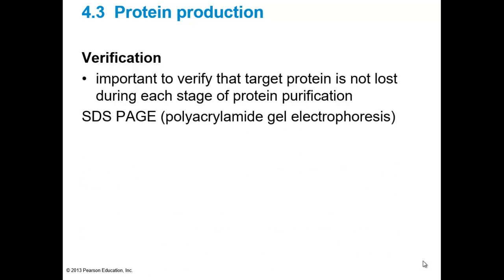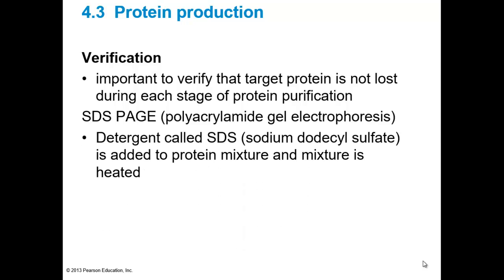The first thing that you want to do is just do SDS-PAGE, and you look at all the different protein fractions after all of the different purification steps, and then you can identify the protein. We use a detergent called SDS. It's added to the protein mixture, and the mixture is heated, and when that happens, the proteins denature, and they more exactly will separate out on the gel based on molecular size.